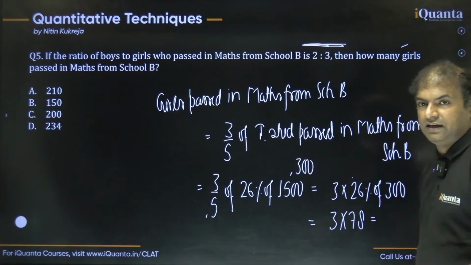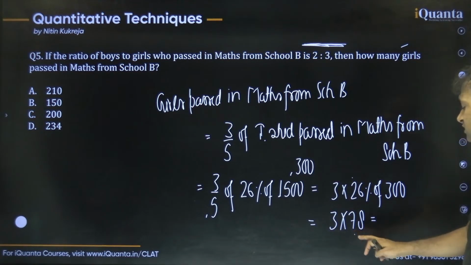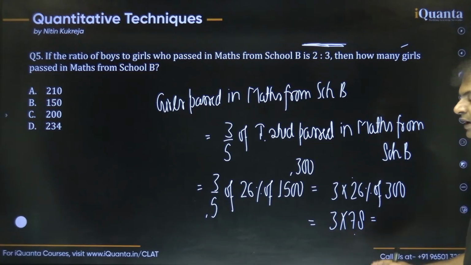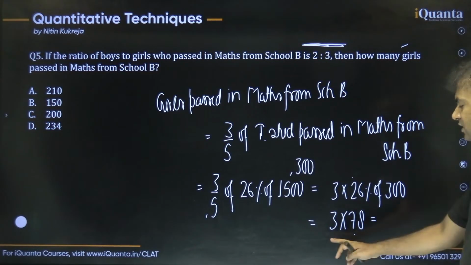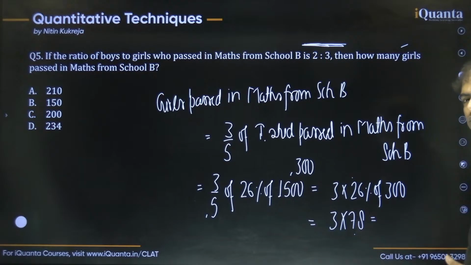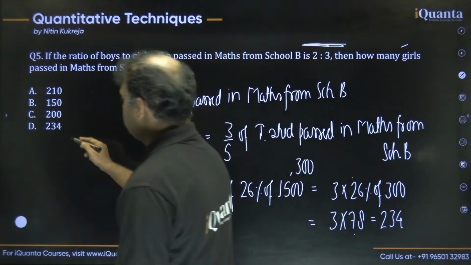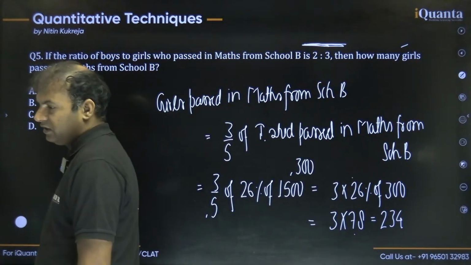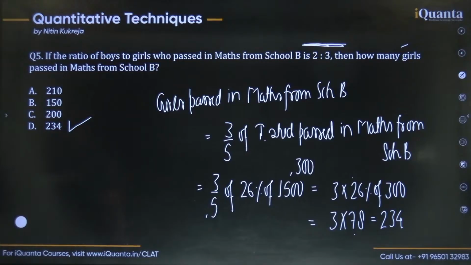3 into 78. Now it's very simple. You can say this is 80 minus 2. So 3 into 80 minus 3 into 2, okay? 3 into 80 is 240. 3 into 2 is 6. 240 minus 6 is 234. And this is how we'll say answer is option number D in the end. Alright. Yes, Shreya. Very good, Shreya. Yes. Thank you, Gautam. Thank you so much.